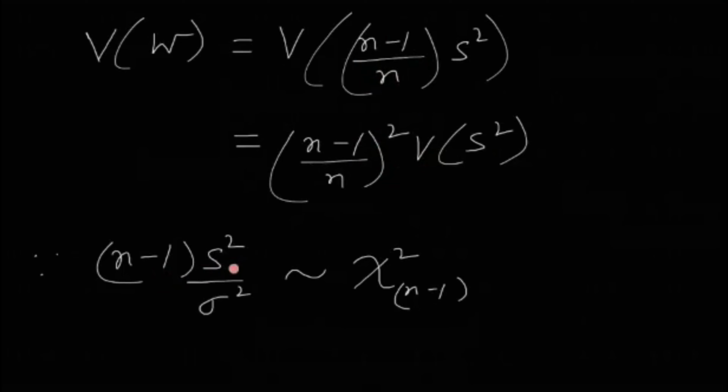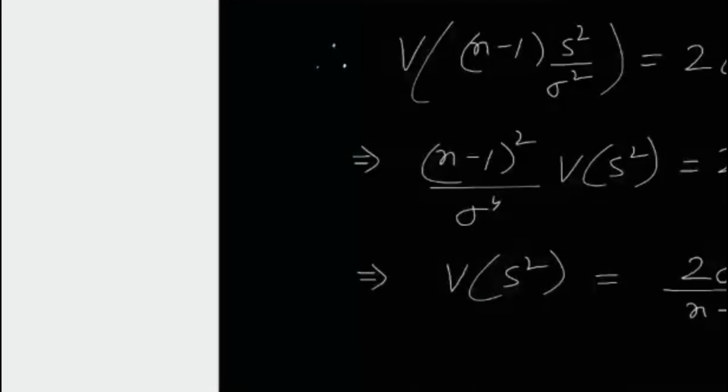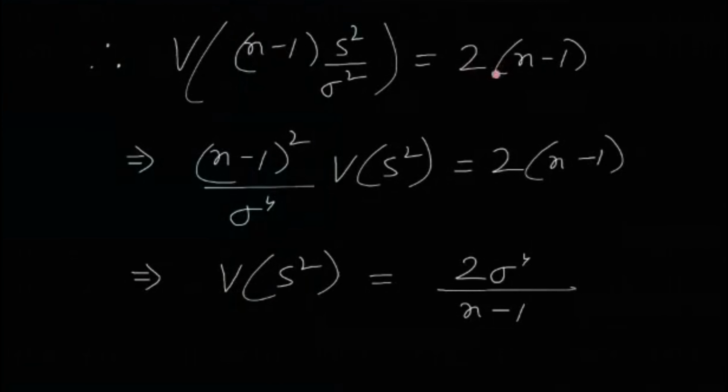Then obviously n minus 1 into s square by sigma square follows chi square n minus 1, right? We know that under the assumption of normality. It is a problem from normal distribution. So this thing follows the chi square distribution with n minus 1 degrees of freedom. So expectation of this thing is n minus 1, and its variance is 2 into n minus 1. Now therefore variance of s square is nothing but 2 into sigma to the 4 divided by n minus 1, right?